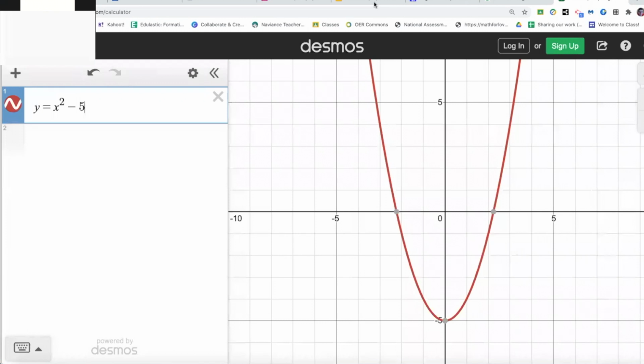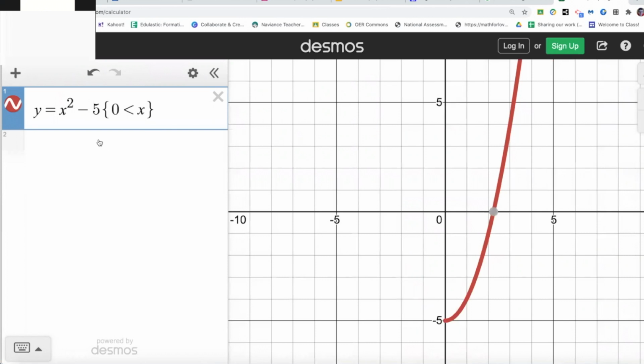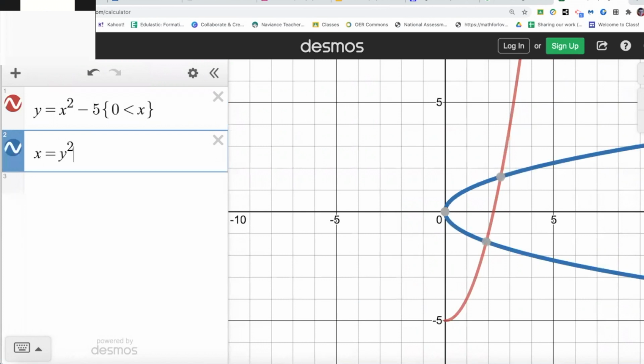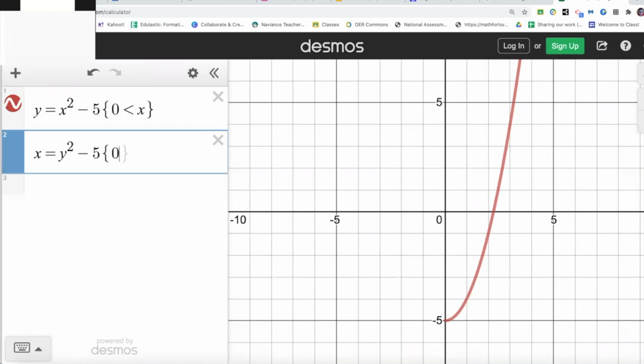Okay. So this is the function. I'm using y instead of f of x. But I'm also going to restrict this: 0 is less than x. Oh, there we go. So I'm looking at basically what's in red. All right, I'm not looking at anything on the left side of the graph. Now, when I switch x and y, it's technically both halves, but I only want the positive half.